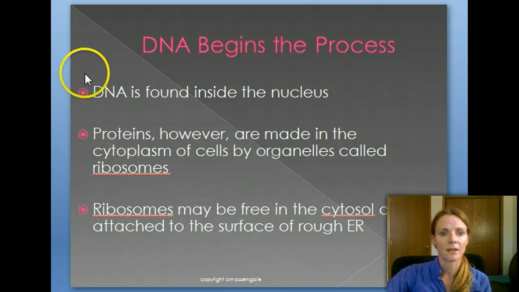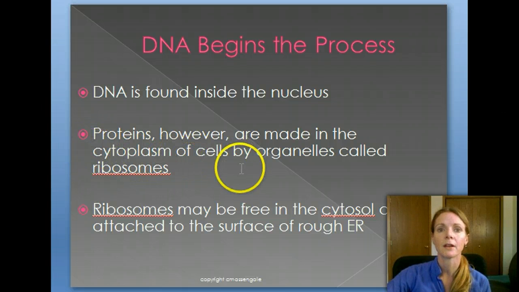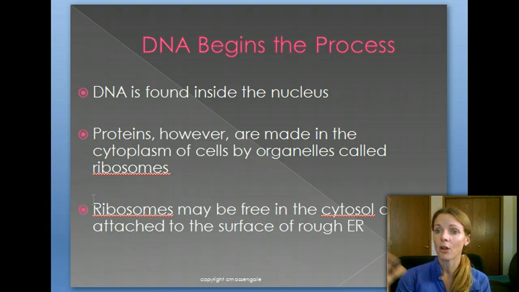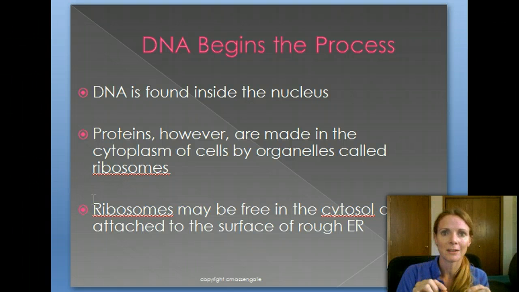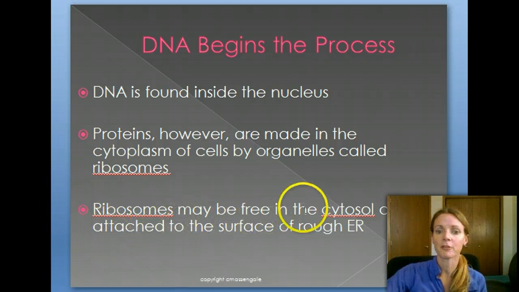So let's talk about the DNA is found inside the nucleus. Proteins, however, are made in the cytoplasm of the cells by organelles called ribosomes. So we've talked about that long ago in cell structure, okay? The ribosomes, those little studded things, they stud the endoplasmic reticulum, but also there are free-floating ribosomes. Those make proteins. Ribosomes may be free in the cytosol or attached to the surface of the ER.